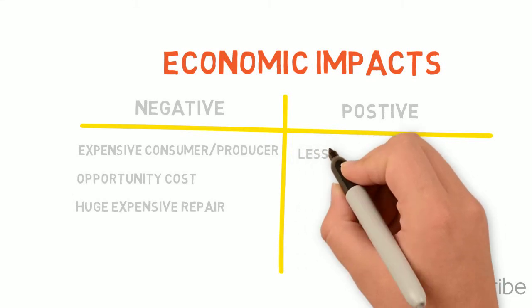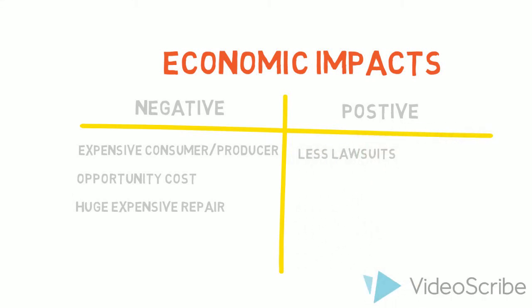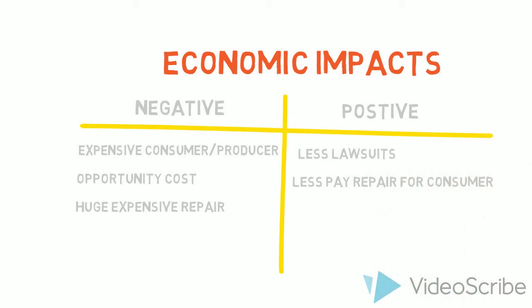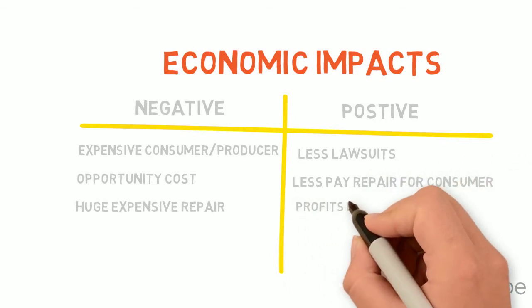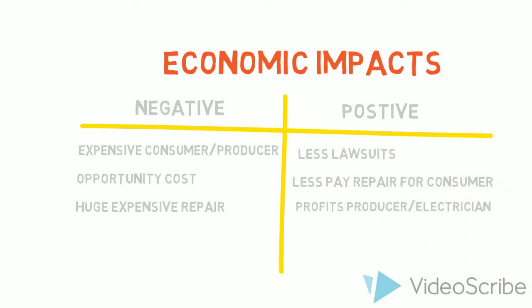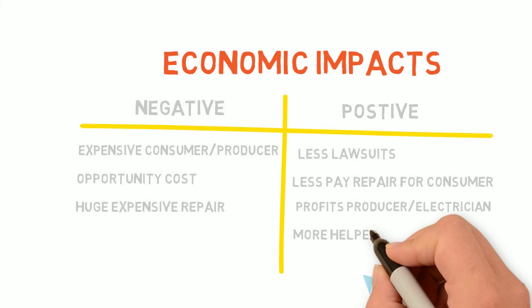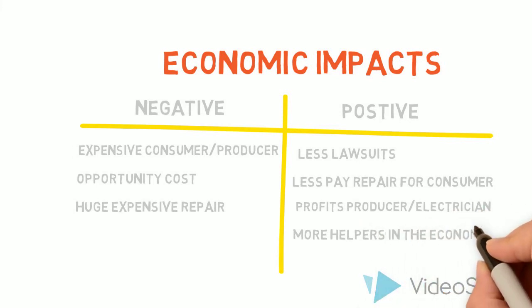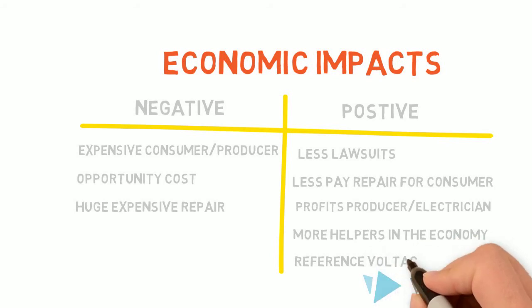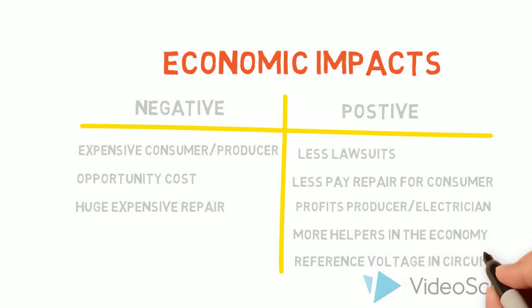Then, on the other hand, there are less lawsuits for electrical companies due to electrocutions, less broken appliances due to lightning and electrostatic buildup, hence less to pay for repairing. The new parts mean that companies can profit from manufacturing them or electricians from installing them, and more people are able to contribute to a country's economy with less electrocutions. Another good thing is that it provides a reference voltage by which all other parts of the circuit are measured.